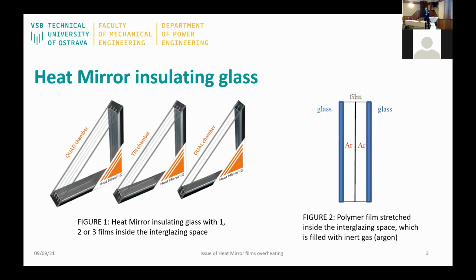So as I mentioned, this is a cross section of glazing. The polymer film is stretched inside the interglazing space, and the space between glass and film is filled with argon or krypton, an inert gas. This film divides a big space into two smaller ones, and this is important because we try to avoid natural convection.